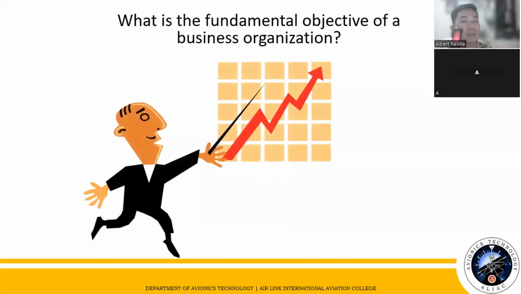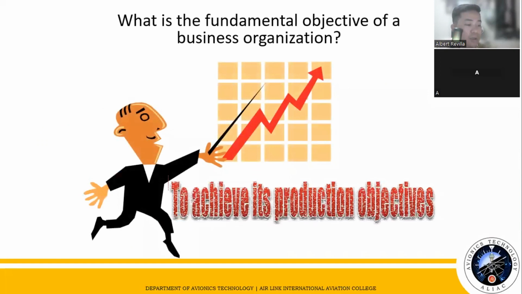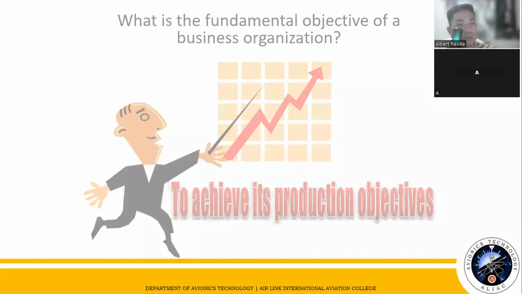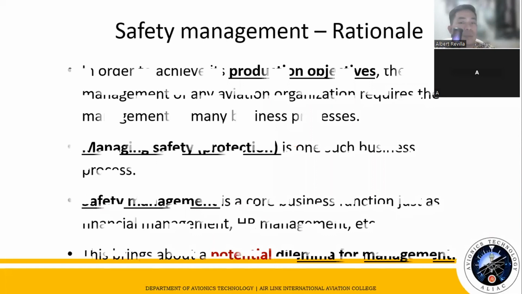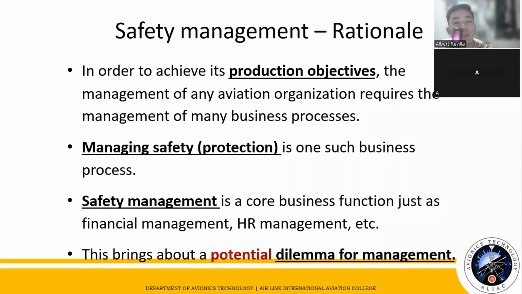So, what is the fundamental objective of a business organization? Siyempre, sinasabi is to achieve the production objectives. In safety management rationale, in order to achieve its production objectives, the management of any aviation organization requires the management of human business processes. So, in managing safety, sinasabi nilang protection is one such business process. Safety management is a core business function just as financial management, HR management, etc. That's why this brings about the potential dilemma for management.